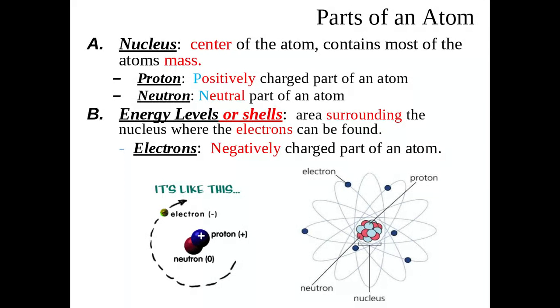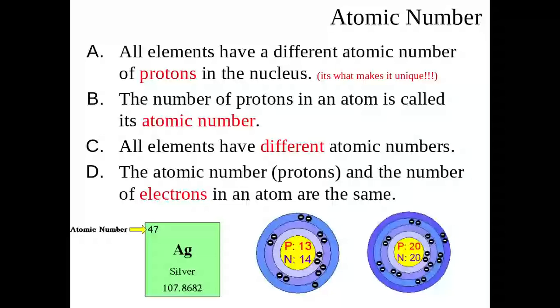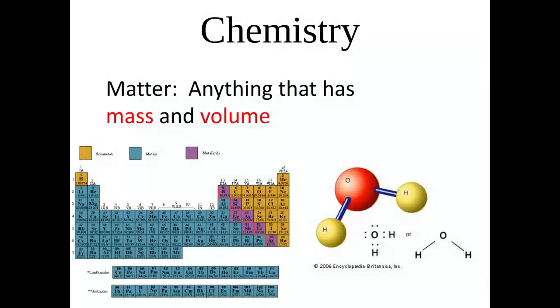All right, let's review. The atom has three parts: protons, neutrons, and electrons. Where are they found? All right, let's look. All atoms have a number. We give them a number on the periodic table. Go back to the beginning of the periodic table. You see these numbers? H has a number 1. He has a number 2. Lithium has a number 3. They're all tagged with a number.